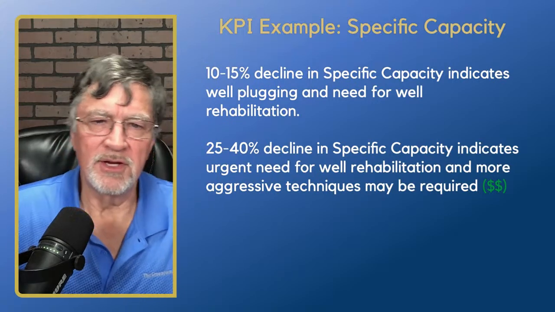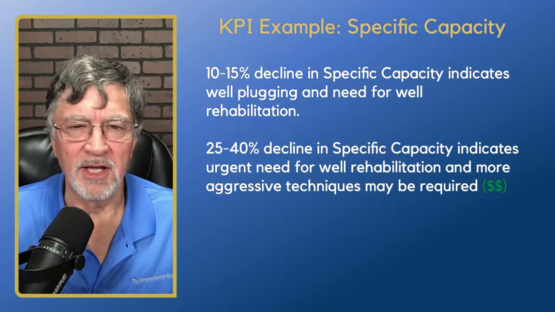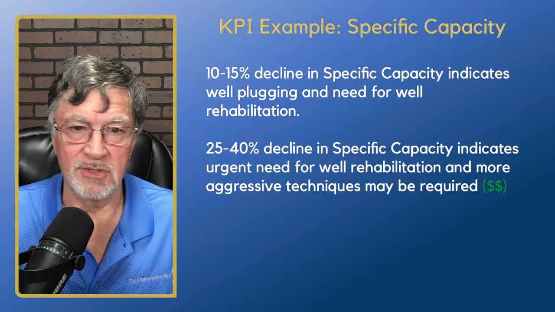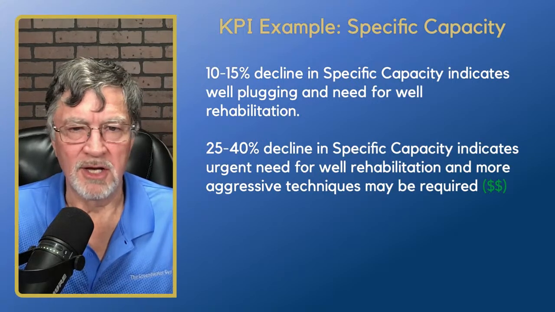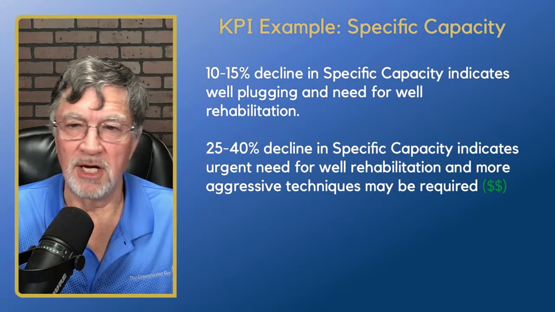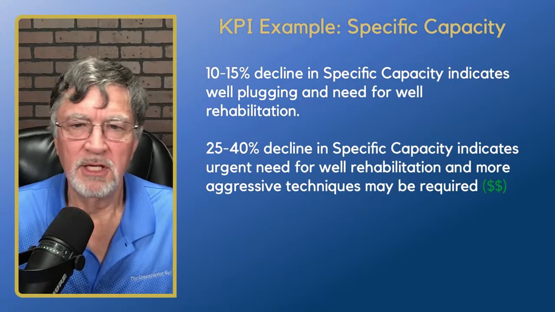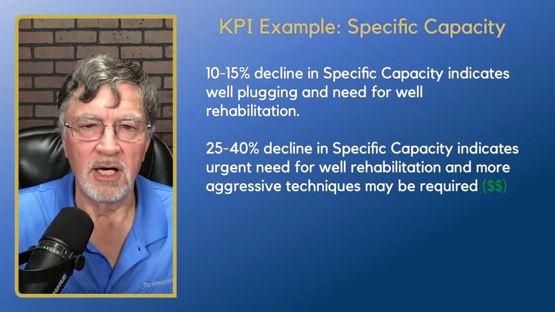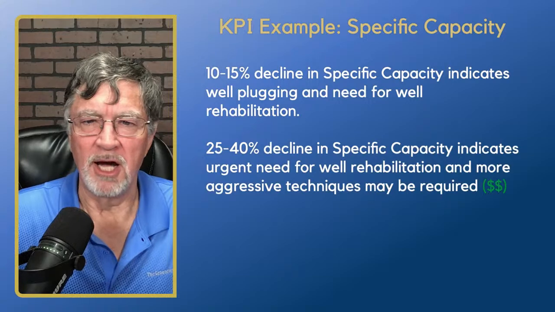Now, there's other things we track on water wells, but if nothing else, specific capacity is the one that should be tracked because it's easy to do, really doesn't cost any money, and it tells you so much. There are some caveats to specific capacity, like most things, but this is really a good one and a good example of a KPI here.